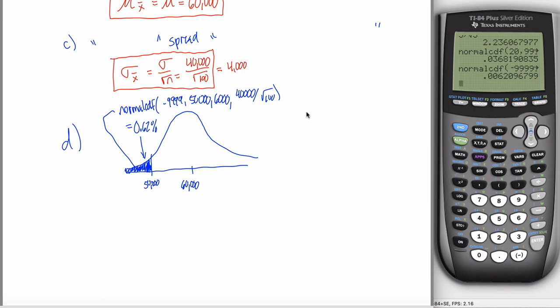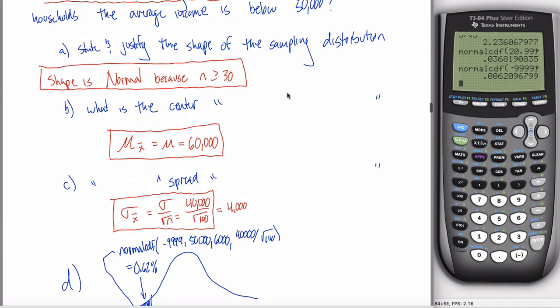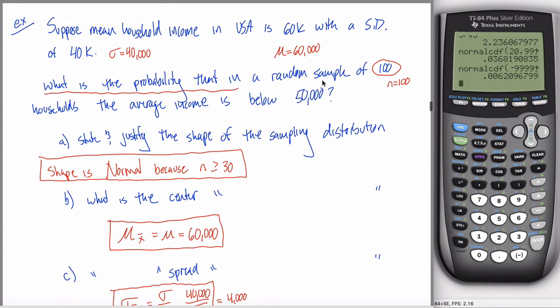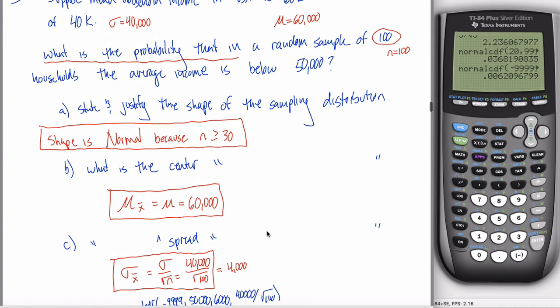In other words, it's pretty unlikely. It's very, very possible that one person makes less than 50 grand. Lots of households make less than 50 grand. But if there's 100 households in your sample and the average is 60 grand, the average of my 100 households is probably going to be pretty close to 60 grand. It's pretty unlikely, less than a 1% chance, that it's this far away from 60 grand. That's what we're getting at here in part D. And that's what questions look like in this section.